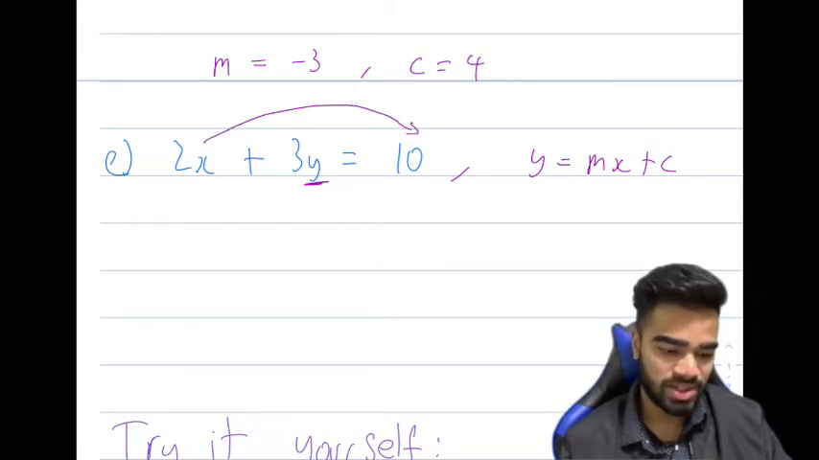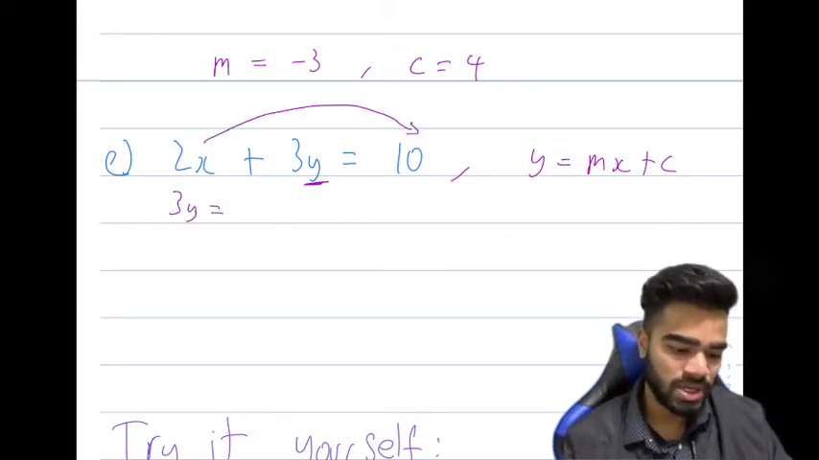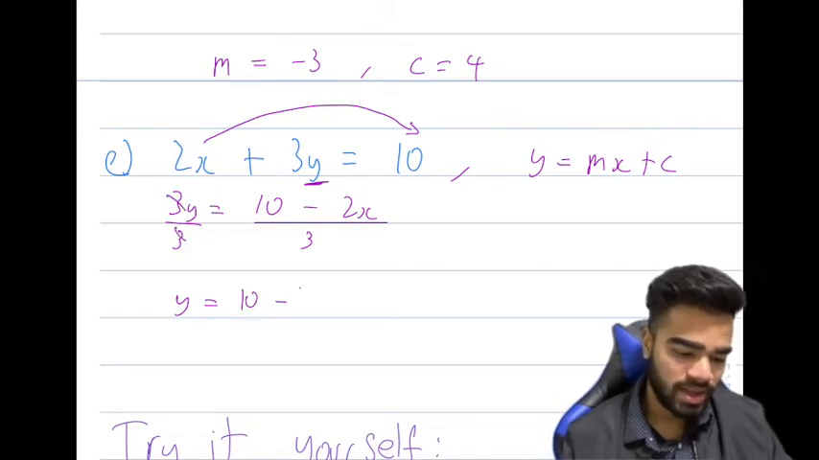So let's take 2x to the other side by subtracting. So I have 3y is equal to 10 minus 2x. Now how do I get rid of that 3? I need to divide both sides by 3. So divide this side by 3, divide this side by 3. So y is equal to, because 3 and 3 cancel, (10 minus 2x) over 3.